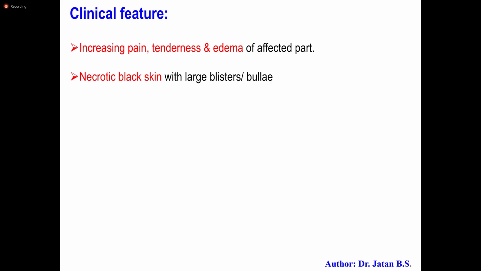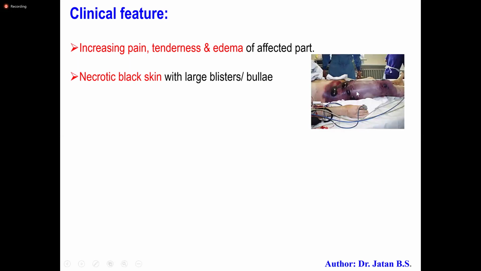Necrotic black skin. The skin becomes black with large blisters. Now you can see this patient has some kind of trauma of the right thigh and right hip. You can see the skin has become black, and you can see lots of blisters. This large blister is called a bulla. If it is small in size, it is called a blister. If it is very large, it is called a bulla. These bullae are filled with fluid, necrotic fluid or exudate. That is called a bulla.